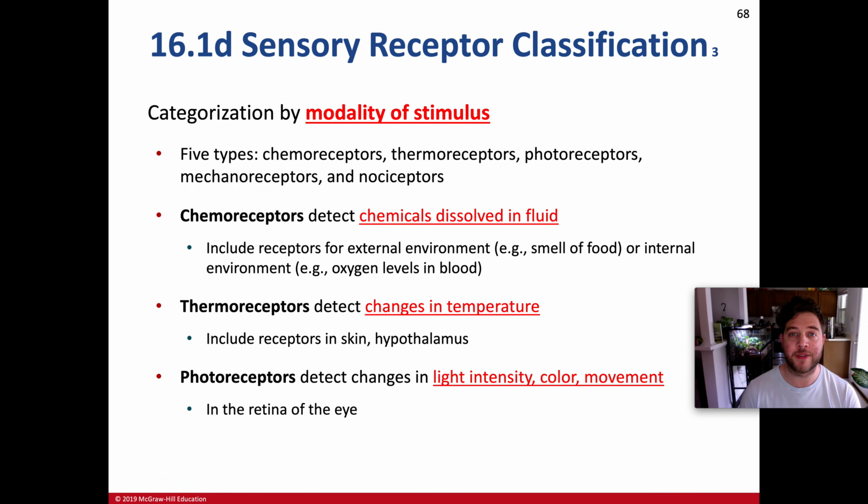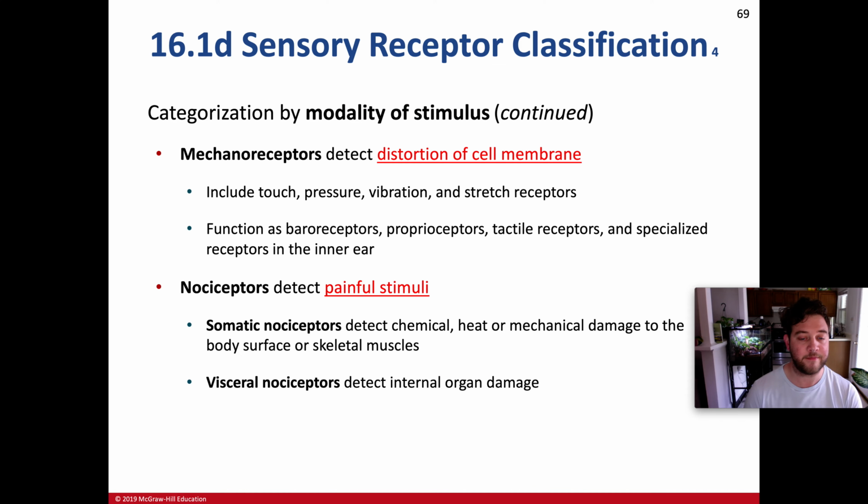There is a modality of stimulus. There are five different types of receptor modalities. You should know all of these. You have chemoreceptors that detect the chemicals dissolved in your body fluids. There are thermoreceptors that detect changes in temperature. You have photoreceptors detecting light intensity, color, and movement. Mechanoreceptors detect distortions of cell membranes, so pressure receptors, vibration, stretch, all those things. And nociceptors detect painful stimuli, somatic and visceral nociceptors.